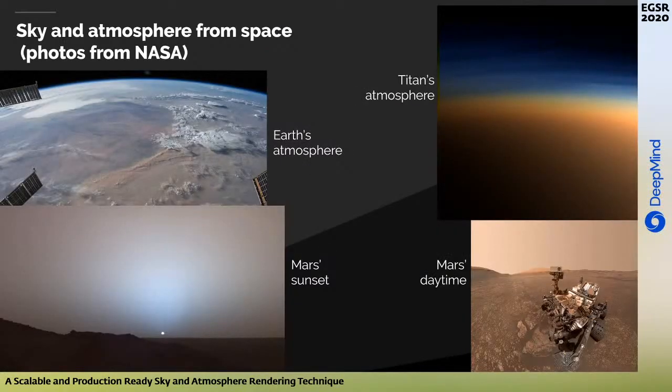So many different types of atmosphere exist aside from the well-known Earth atmosphere. For example, on Mars, the atmosphere has a different composition resulting in a reddish color at daytime and a blue sunset. Titan's atmosphere is even crazier. It features several layers having different composition, resulting in even more color variations.